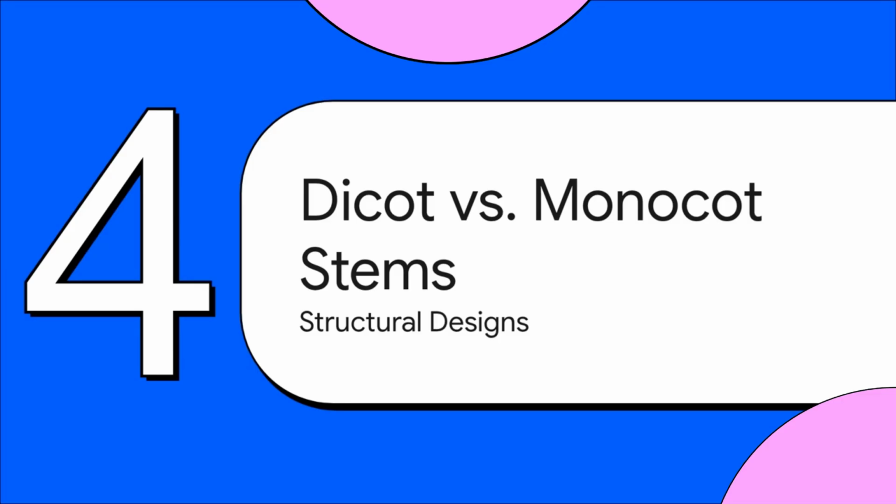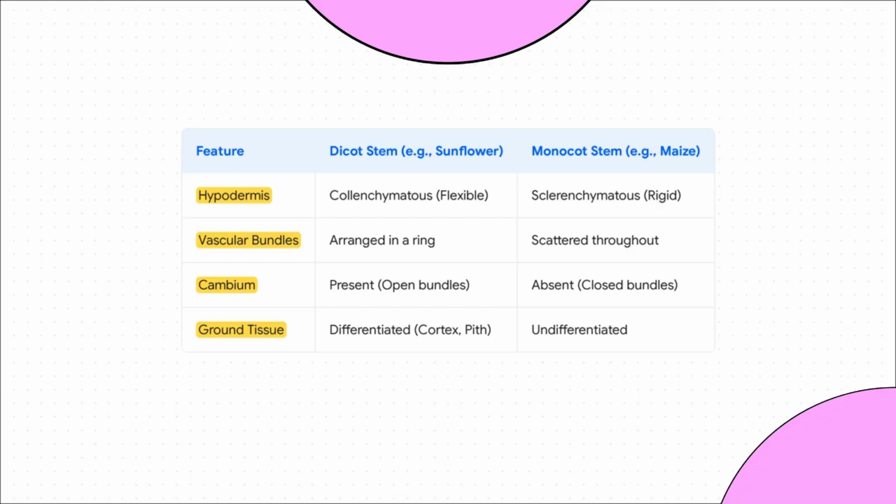What's really amazing is how plants can take these exact same systems and create wildly different designs. A perfect way to see this is to compare the stems of the two major groups of flowering plants. You've got the dicots, like a sunflower, and then you have the monocots, like corn or grass. And the differences are, well, they're striking.